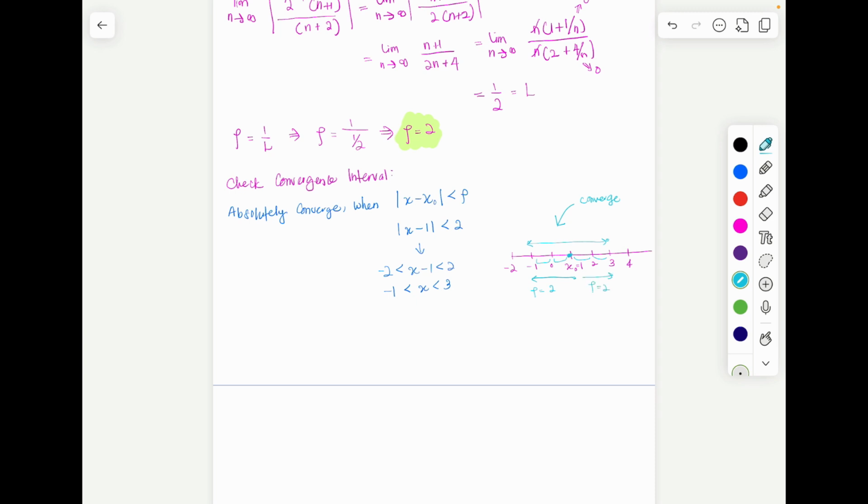Okay, another thing before we go to the diverge part, but we can still look at the diverge part through this line interval. Since you know this is the convergent part, then for sure the rest of the interval is the divergent part, which is from here to infinity, and then from here to negative infinity. So this is the diverged part.